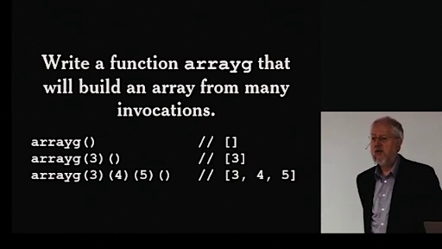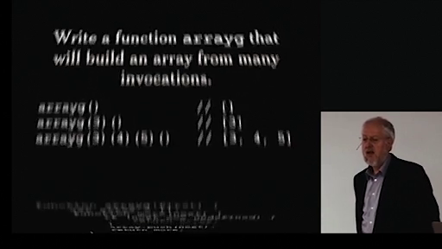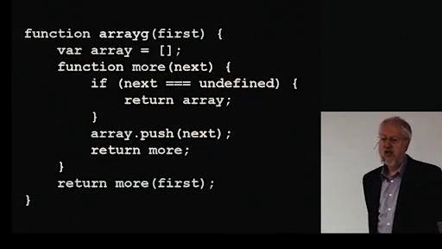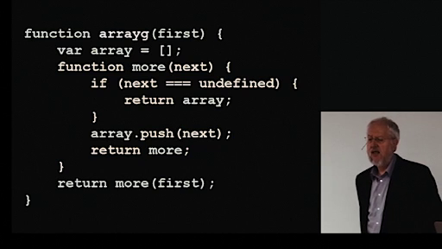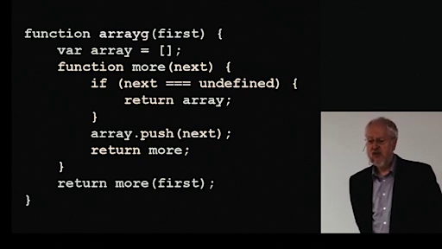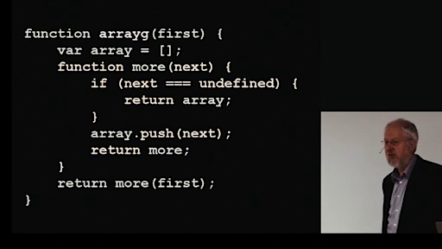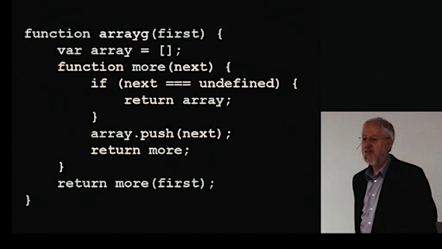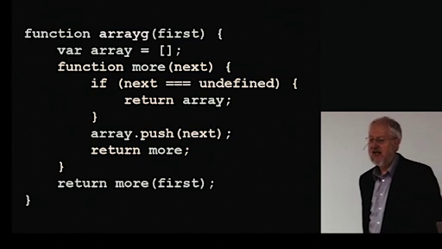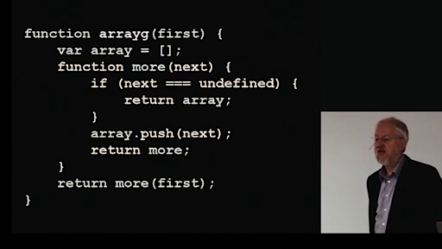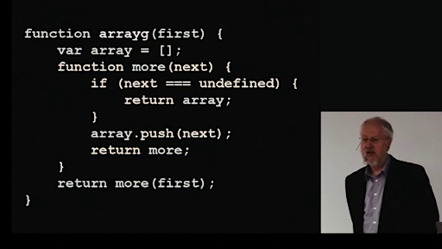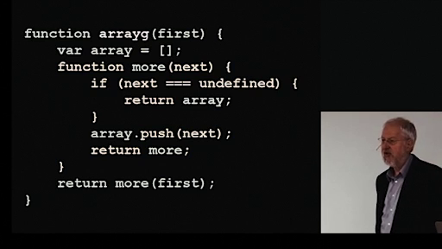Okay, so here is array G. Array G takes a first argument, it creates an array, it makes a more function, and it returns the result of calling the more function with the first argument. The more function gets the next argument. If next is undefined, it returns the array. Otherwise, it pushes the next argument onto the array and returns itself.